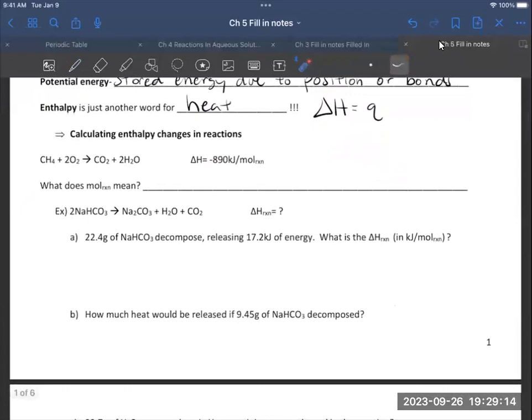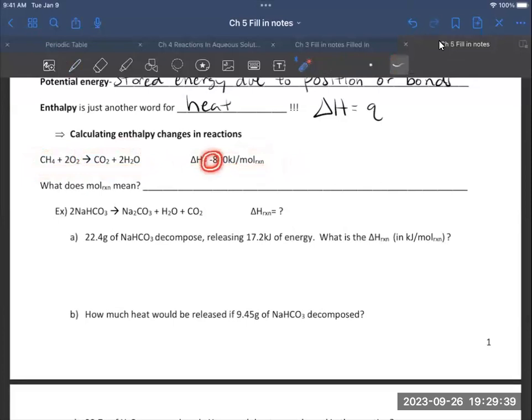So here comes our first example of how we do this in chemistry. What we see here is a chemical equation, which we're used to by now, I hope. And something that's new to us is this delta H information. What this information tells us is that when this reaction happens, we have a release of 890 kilojoules of energy per mole of the reaction.